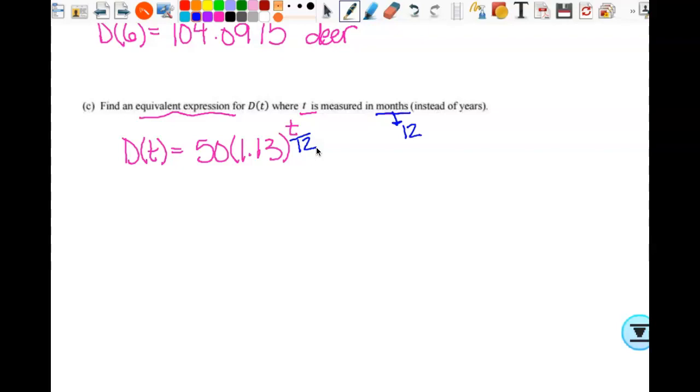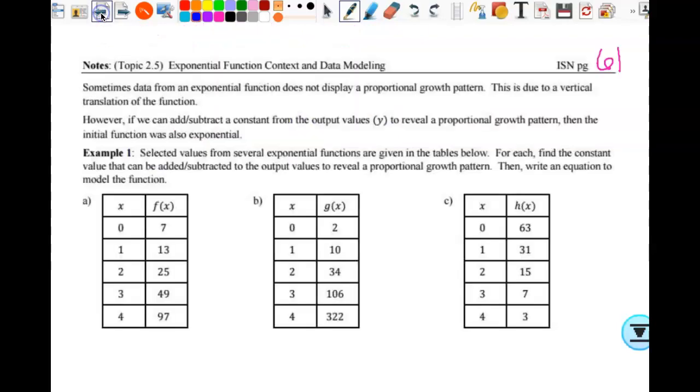All right, go back to the beginning. Let's talk about how we get all this stuff without regression equations. This says sometimes data from exponential functions does not display a proportional growth pattern. It's due to a vertical translation of the function. However, if we add or subtract a constant, that's what makes the vertical translation, we can reveal a proportional growth pattern.